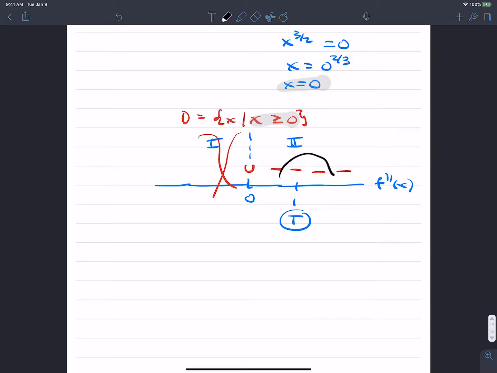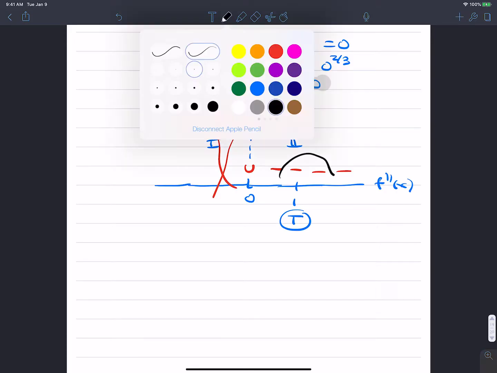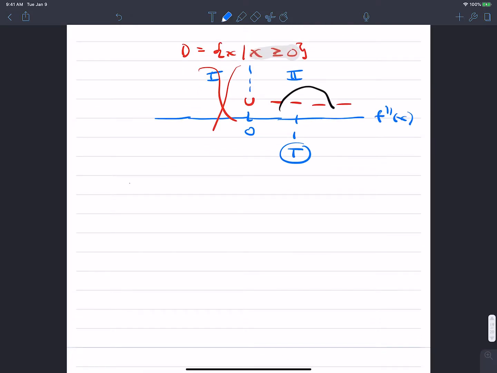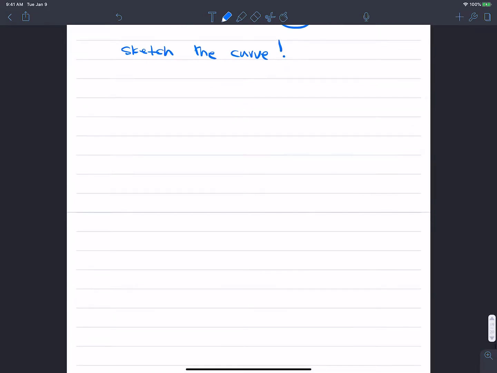So at this point, what do you guys think you're going to have to do now? What comes next after all this? We have to sketch the curve now. Okay, we're going to use all this information to sketch our curve.